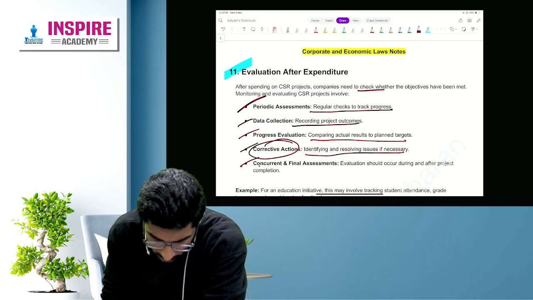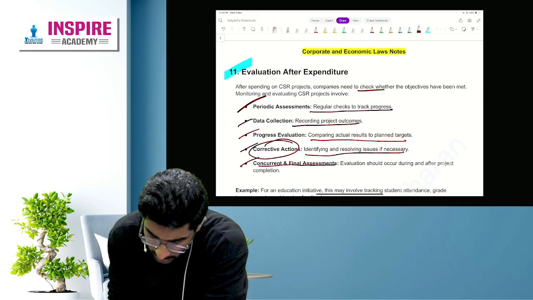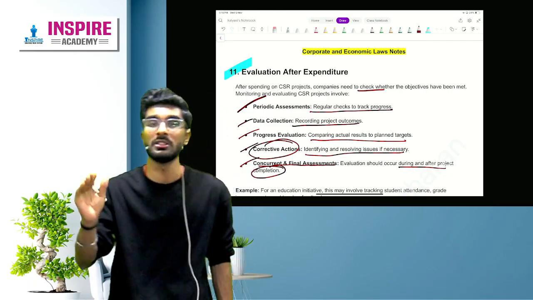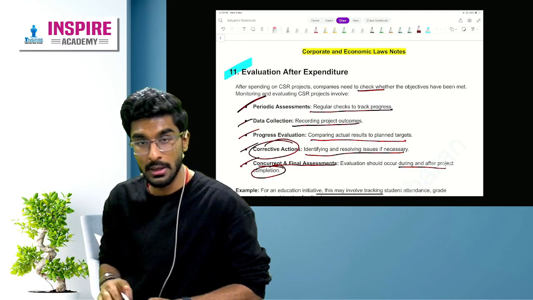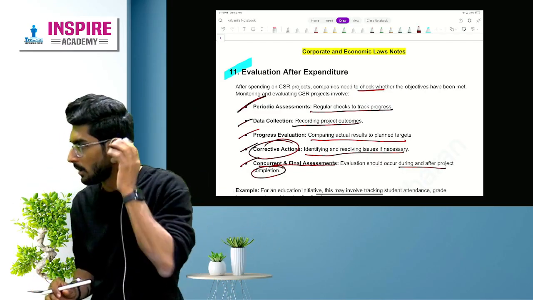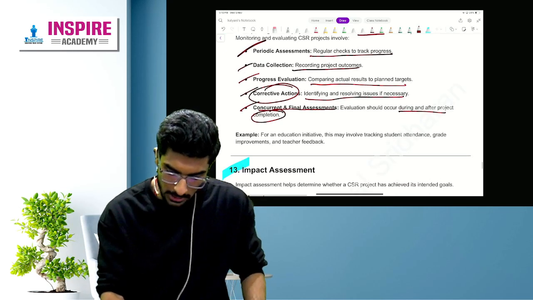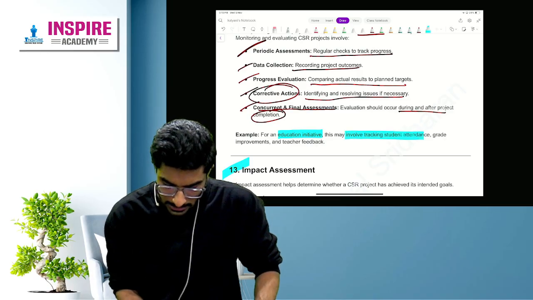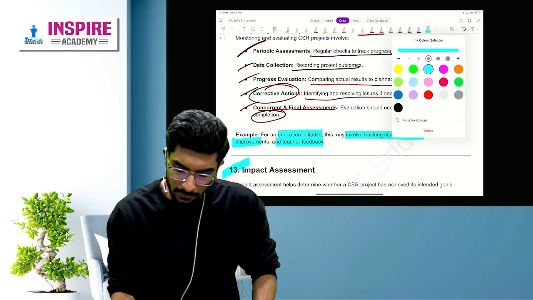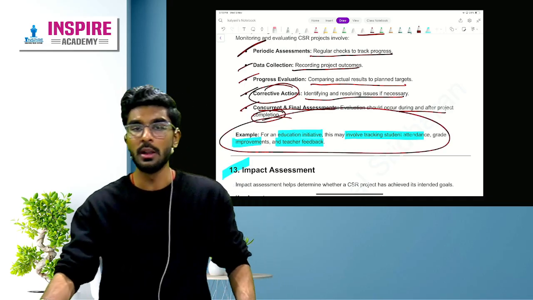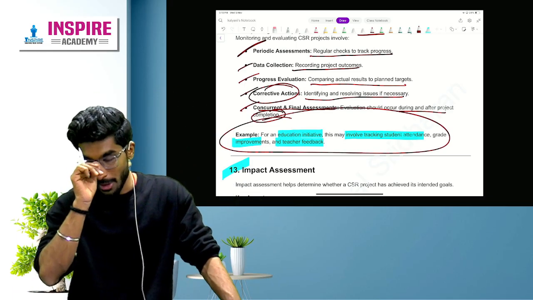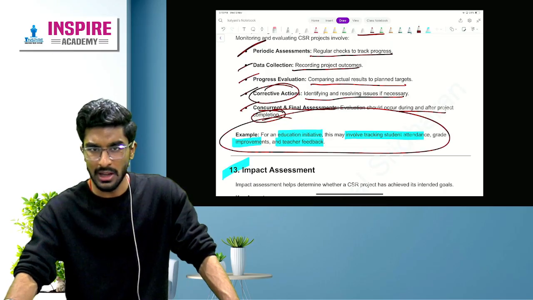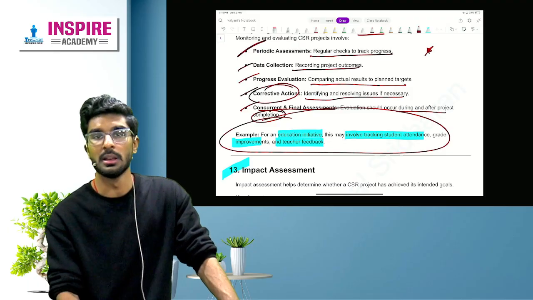And number 5 is concurrent and final assessment. Evaluation should occur during and after the project completion. It should not be a one-time assessment. It should be a complete and continuous assessment, even while your project is being implemented and after the project is implemented. For example, for an education initiative, this may involve tracking student attendance, grade improvements, and teacher feedback. People, if the money that is going from your pocket as CSR expenditure is not creating an impact, what is the use of incurring the expenses? So for that purpose only, this has been made.